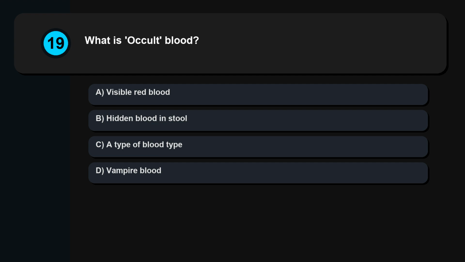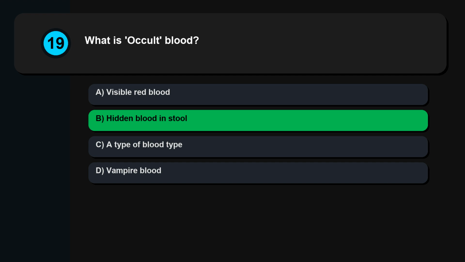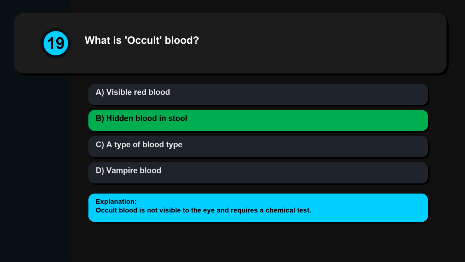Question 19. What is occult blood? Visible red blood, hidden blood in stool, a type of blood type, vampire blood. Occult blood is not visible to the eye and requires a chemical test.